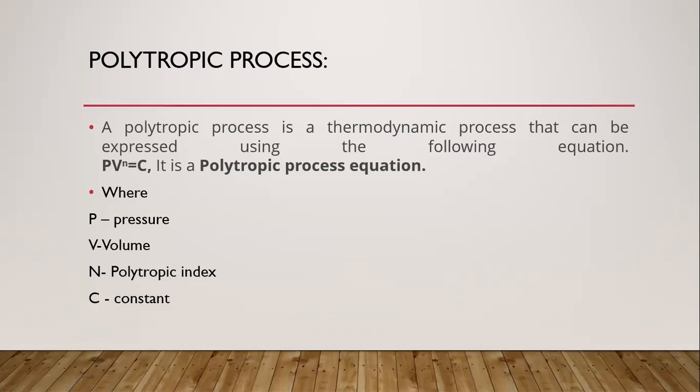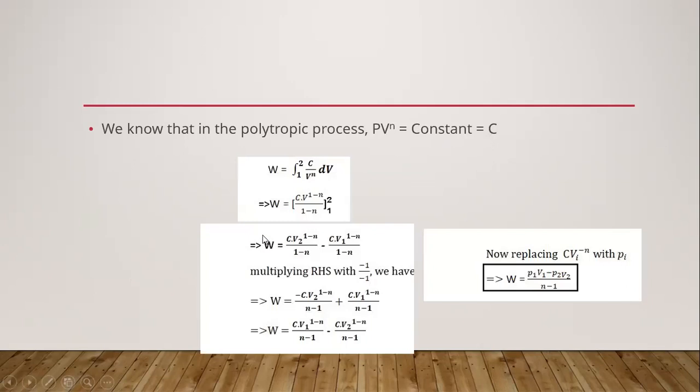Next one, polytropic process. So PV power n equal to constant. This is the given expression for the polytropic process, where n is the polytropic index that may vary 0, 1, 2, 3, etc. So let us see the work done equation. W is equal to the integral of PdV subject to V1 and V2. So here we know PV power n equal to constant. So the above equation can be rewritten as P is equal to C by V power n. So substitute in place of P, C by V power n into dV.